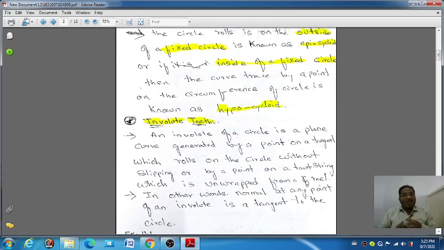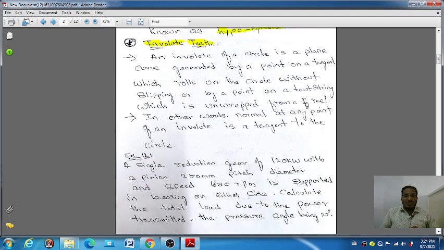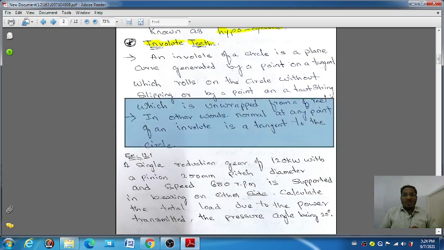This is your cycloidal teeth. Now involute teeth. In involute teeth, there is no slipping, and the curve is traced by a point on a taut string. In other words, the normal at any point of an involute is tangent to the circle.